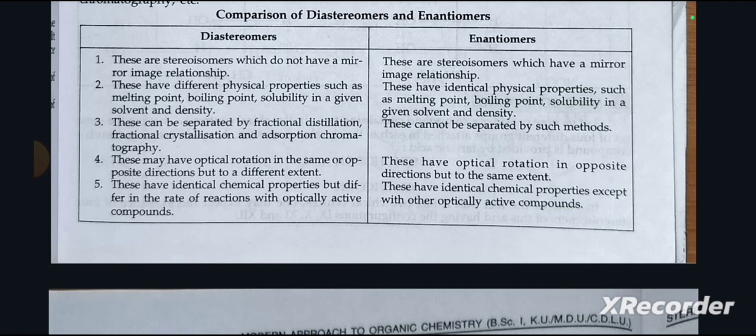Third, diastereomers can be separated by fractional distillation, fractional crystallization, and adsorption chromatography. Enantiomers cannot be separated by such methods. Diastereomers may have optical rotation in the same or opposite directions but to a different extent. Enantiomers have optical rotation in opposite directions but to the same extent. Diastereomers: fifth, they have identical chemical properties but differ in the rates of reaction with optically active compounds. Enantiomers have identical chemical properties except with other optically active compounds.